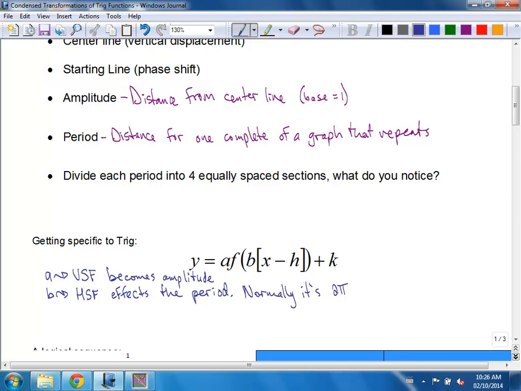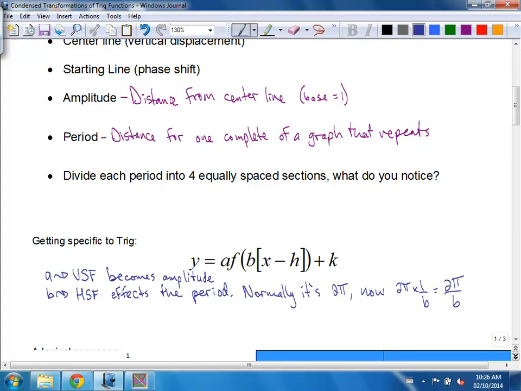Do you remember the trick that happens with horizontal stretch factors? It's going to be the reciprocal, so can you tell me what it will be? If I give you B, the horizontal stretch factor is? 1 over B. Good. So normally it's 2 pi. Now it's going to be 2 pi times the horizontal stretch factor. So if you want to find the period of the graph, it's 2 pi over whatever number I give you.